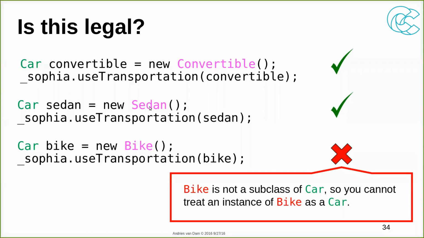So here in this case, you can say that every sedan is a car and every convertible is a car, and that's why this sort of assignment is okay. But in this case, we cannot say that every bike is a car, right? So that's why it is not legal.